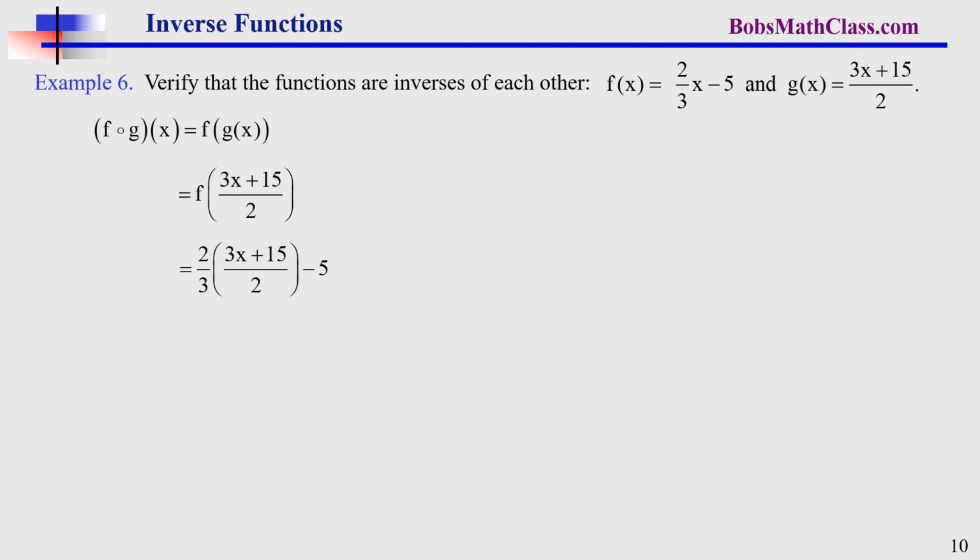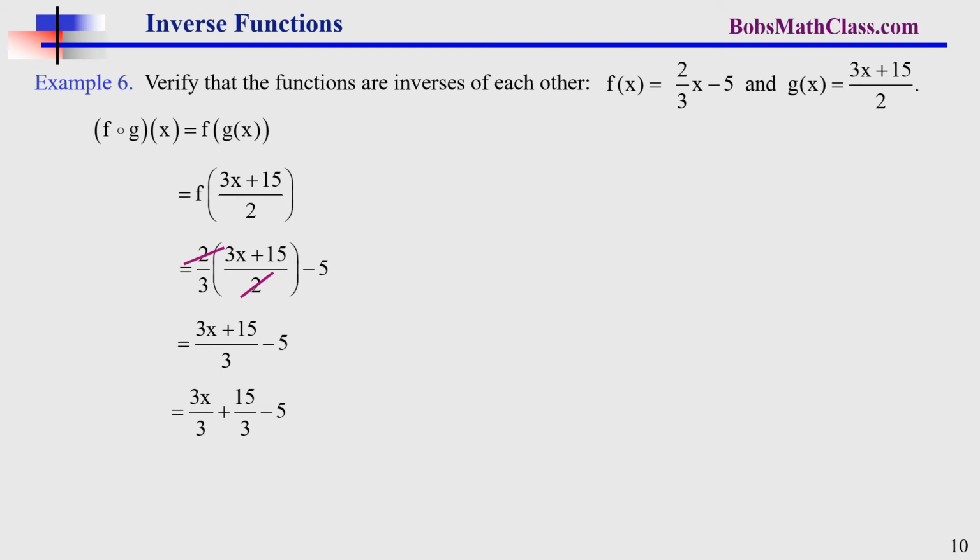Now, a little simplifying, the 2's cancel. So in the numerator, we have 3x plus 15, and the denominator will just be 3. You could separate that into two fractions, or you could factor out a 3 from the numerator, and then that 3 would cancel with the denominator. So either method would be fine. I'm going to separate it into two separate fractions using my rules of division.